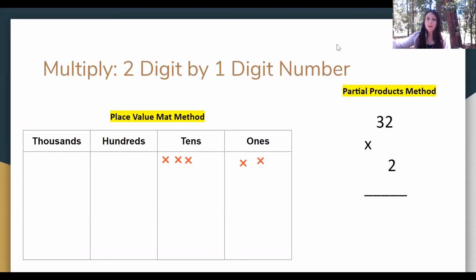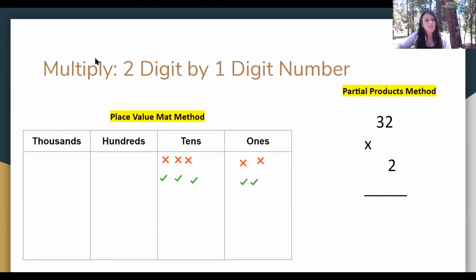Now that we have the number 32 represented, what else do we have to do? Well, if we look at this, we know that 32 times 2 is essentially the same thing as saying we have 2 groups of 32, right? So I'm going to take a different colored stamp, that way you guys can see. And I'm going to write 32 one more time. So I'm going to put 3 more shapes in the tens and then 2 more in the ones. Because if it's 32 times 2, we are having 2 groupings of 32.